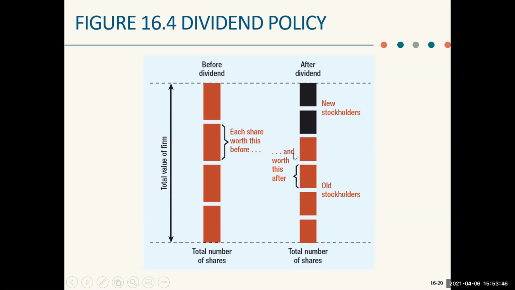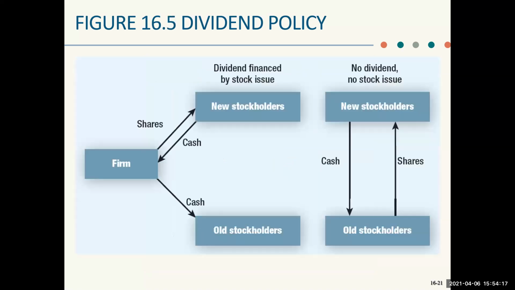So after this issue of shares, the company's overall value is the same, but the old stockholders now have a stock which is worth less, but they have cash. This is to illustrate that the company is not giving anything extra by issuing new shares in order to pay dividends. So that point is illustrated here.